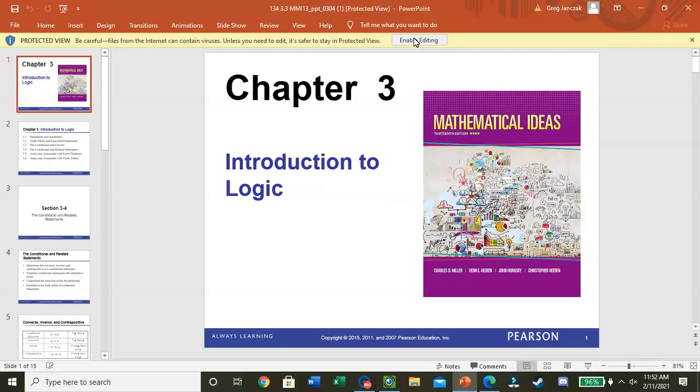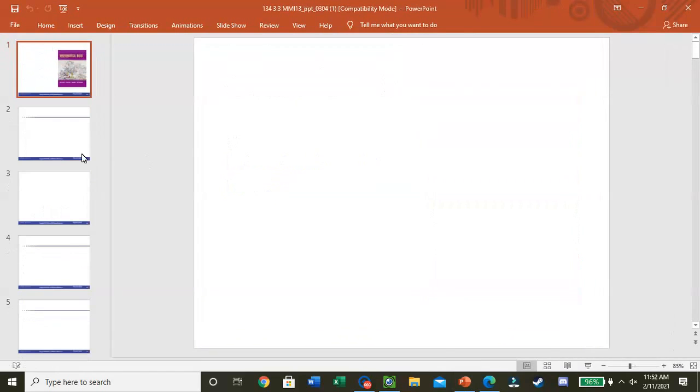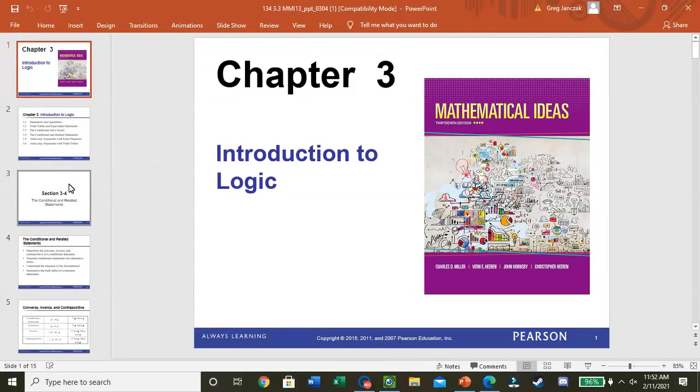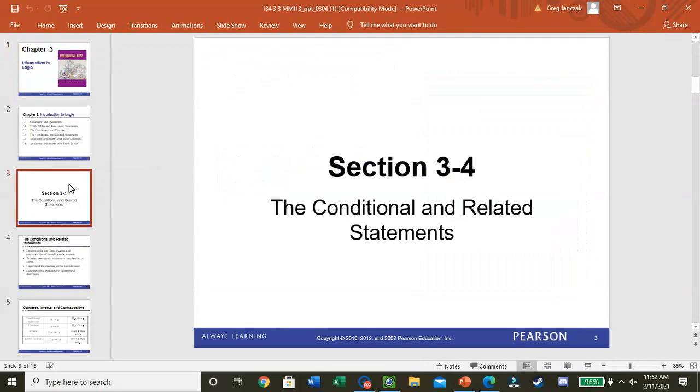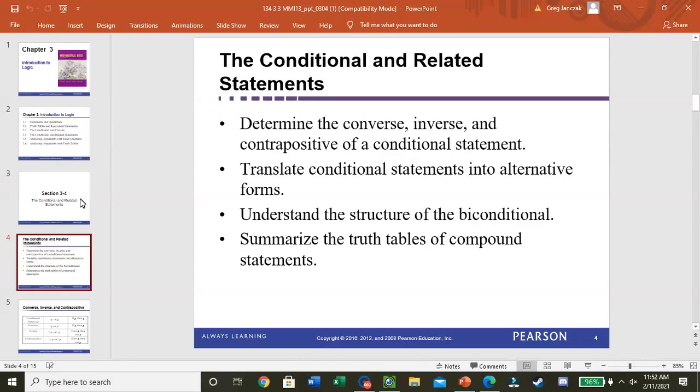Conditional statements are conditional and related statements. Okay, so we're going to determine the converse, inverse, and contrapositive of a conditional statement.